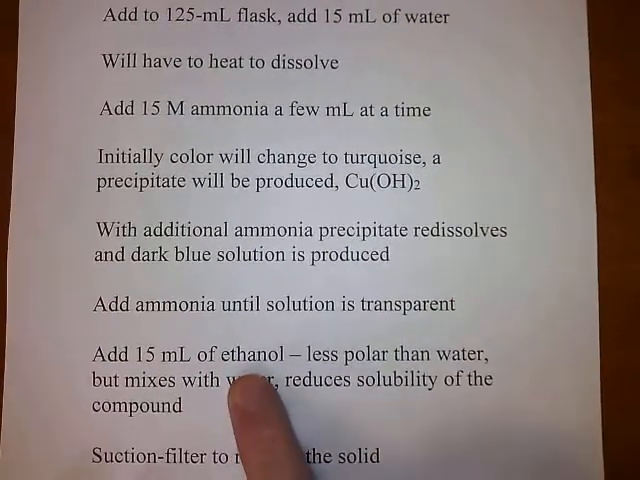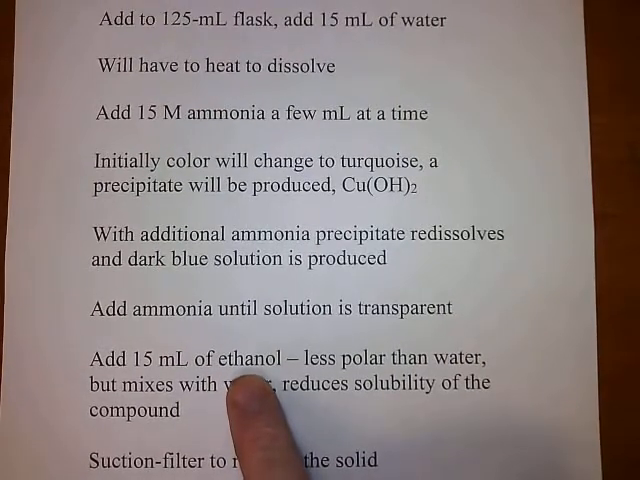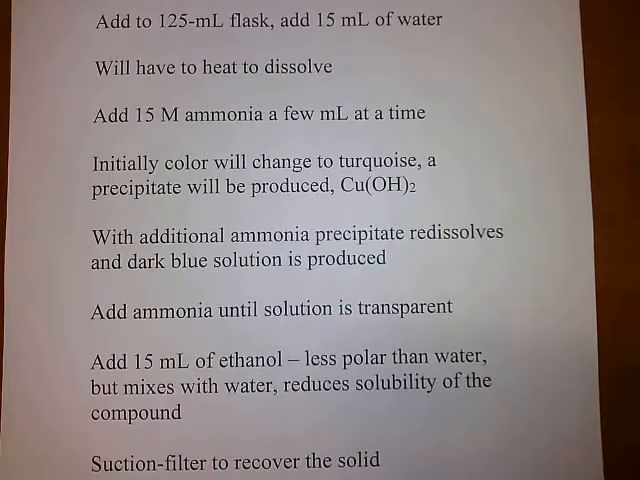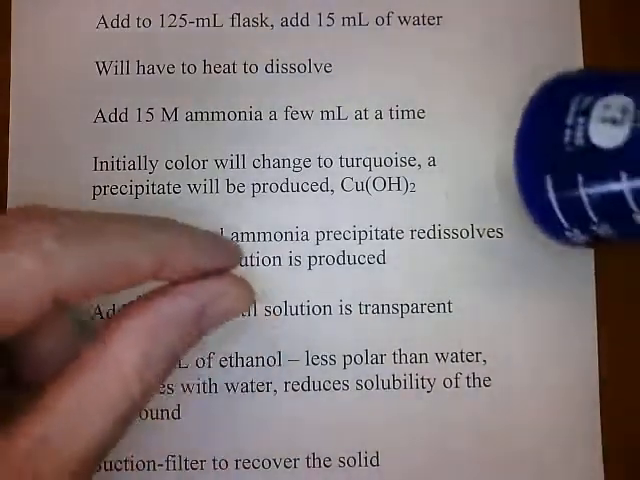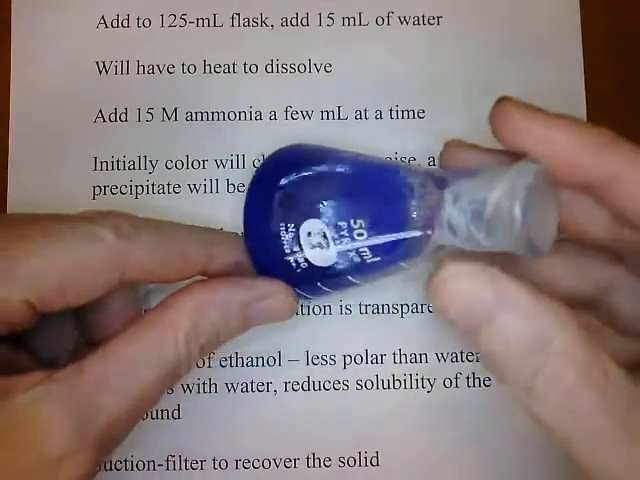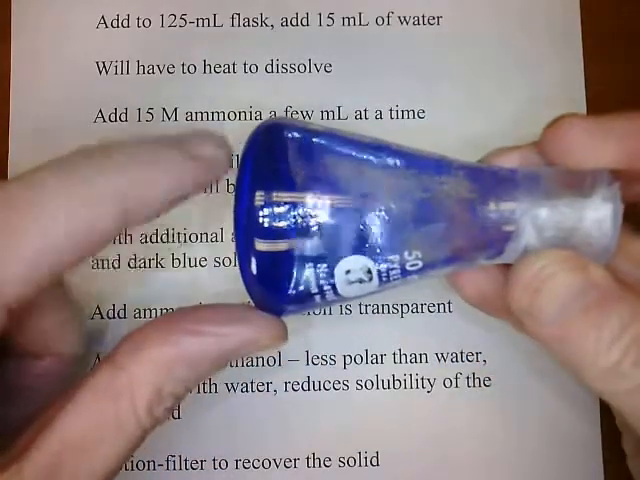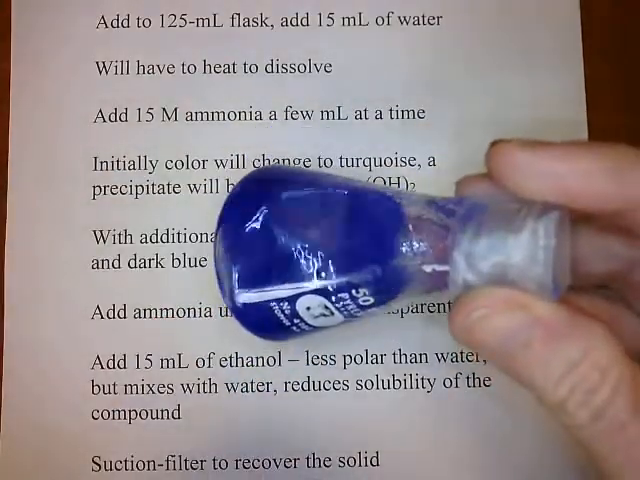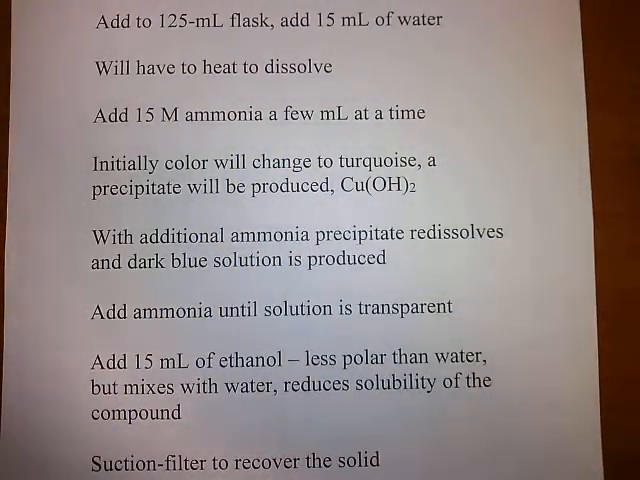Then we're going to add 15 mL of ethanol. So what's that going to do? Ethanol mixes with water, but it's less polar than water. So ultimately, adding the ethanol reduces the solubility, and causes the compound to precipitate out. After you add the ethanol, you'll see something like this. You can see there's a solid in there. There's some solid in the bottom, so you definitely got some solid in there. And now the color is still that deep blue.